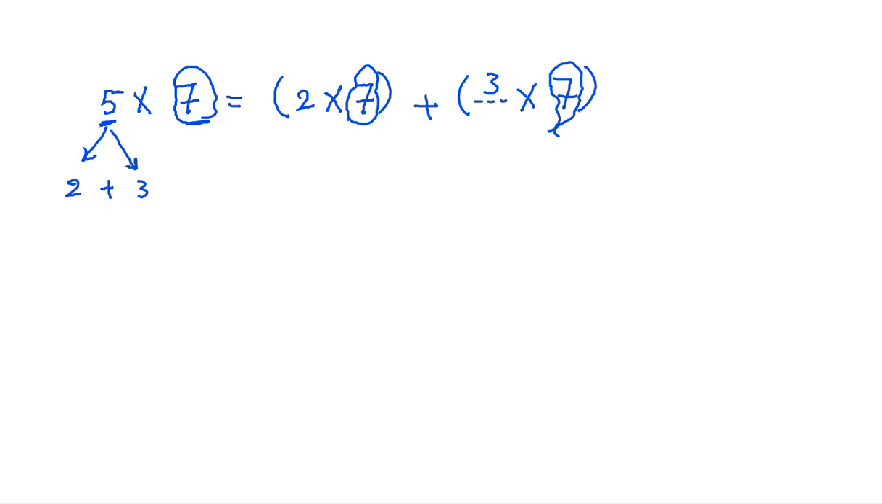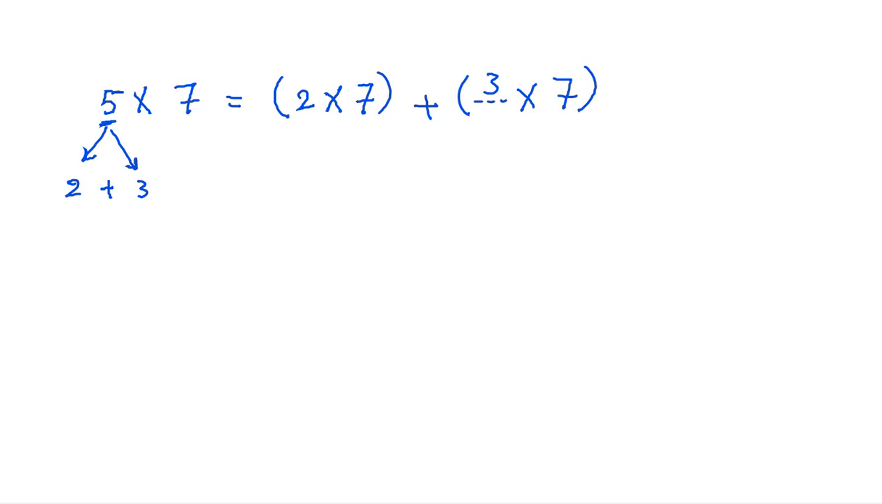In this case we break one of the two factors and leave the other as it is. We don't change the second one, we change any one of them and do not change the other. So in this case again we have 5 multiplied by 7, which is equal to 2 multiplied by 7, the first one, and the second one 3 multiplied by 7, because 3 plus 2 equals 5.